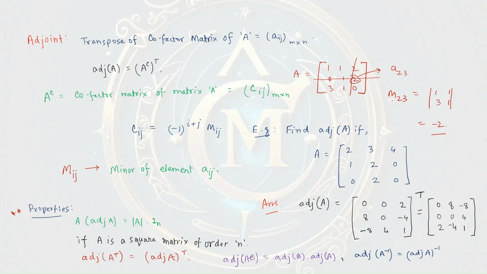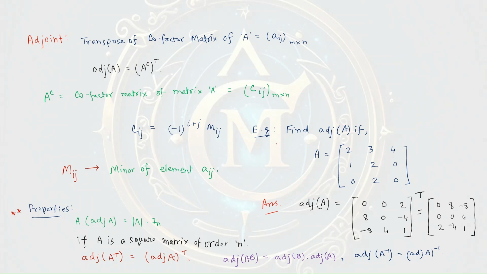This is how we calculate the minors. And for the cofactor, we can determine C23 by minus 1 whole to the power 2 plus 3, so 5, times Mij, which is minus 2. So it will be simply minus 1 times minus 2, that means it is equal to 2. So the cofactor of element A23 will be 2. This is how you calculate the minors and cofactors.